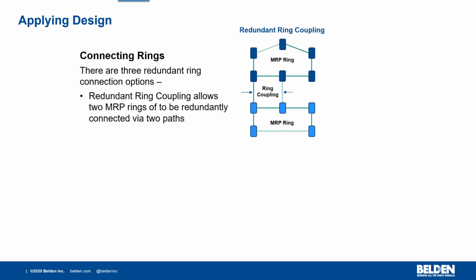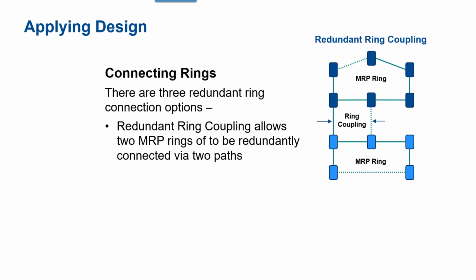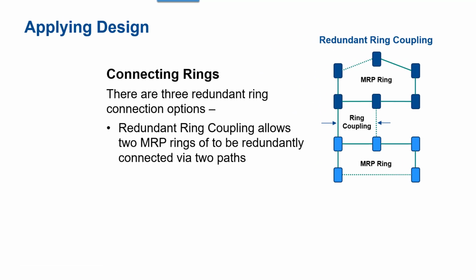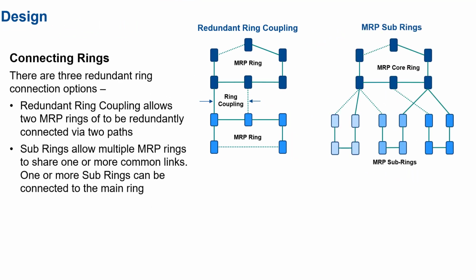Of the available means, one is redundant ring coupling, which allows two MRP rings to be redundantly connected via two paths, whereas subrings allow multiple MRP rings to share one or more common links. As shown here, you can connect one or more subrings to the main ring.